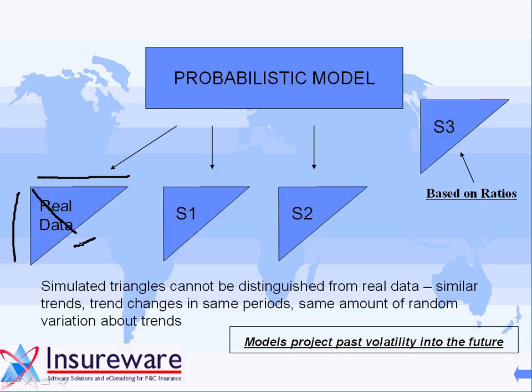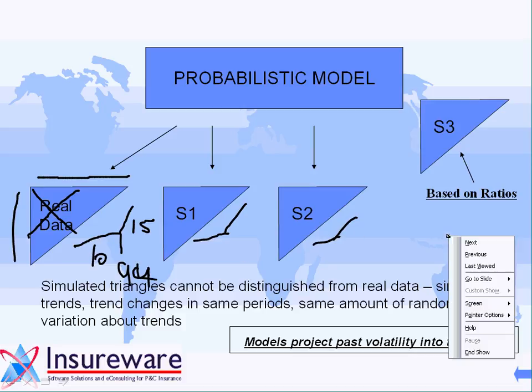Suppose the real data has a trend change of 10% to 15%, say, in the calendar year 1994. Well, the simulated data will also have a trend change in 1994. Maybe not exactly from 10 to 15, but it could be 10.5 to 14.8. So simulated data will also have a trend change around 1994, also around 10 to 15%.